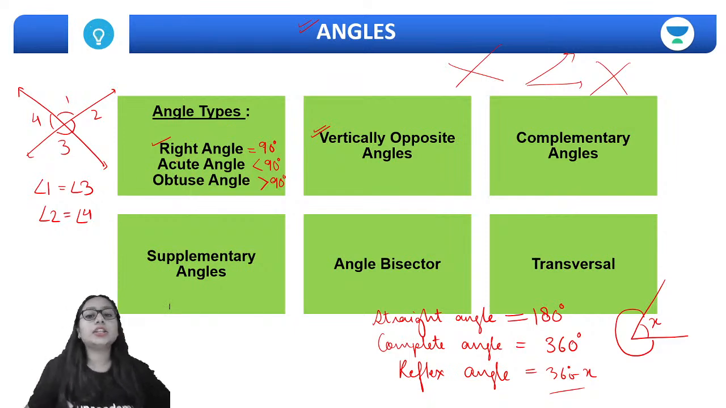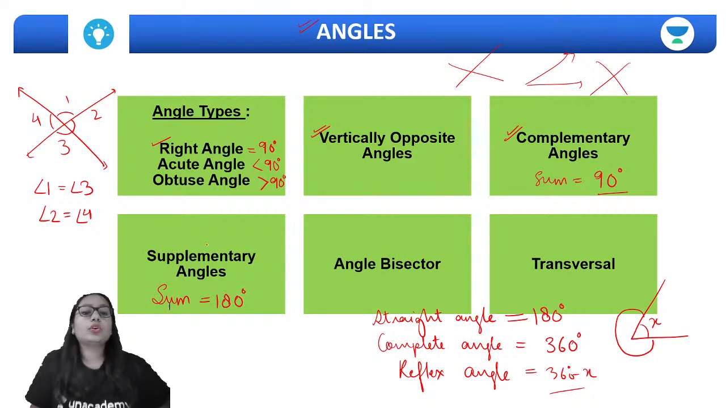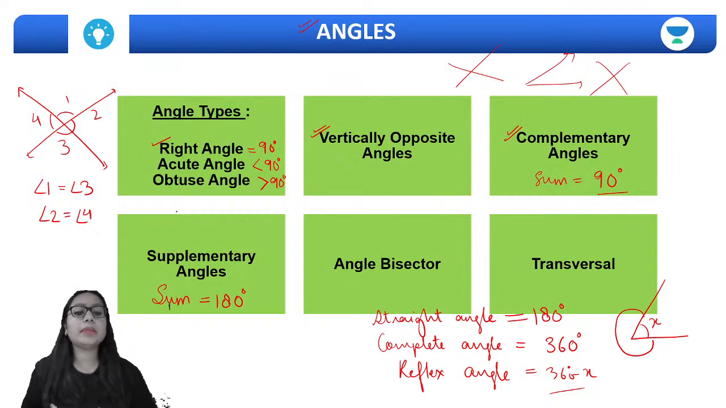Let's continue. Let's see what complementary angles are. If two or more angles add up to give 90 degrees, those angles are called complementary angles. Similarly, we have supplementary angles. If the sum of two or more angles is equal to 180 degrees, then those angles are known as supplementary angles. Often this term supplementary angles is confused with the term linear pair.